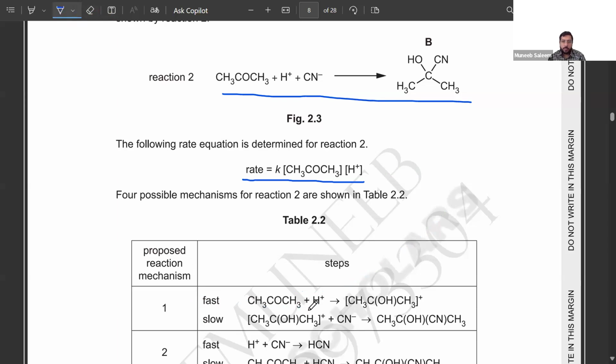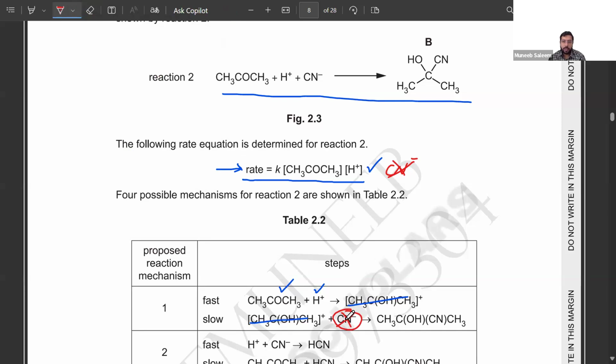So the first step says it has propanone and hydrogen ions. That is correct. We have these two present here. And this is the intermediate. Now this intermediate goes to the slow step where it is totally cancelled. That is fine because we do not have this species present in the rate equation. So that's why it is correct up to this point. But the problem is that the slow step also contains a cyanide ion. Now cyanide ion is nowhere here. It is nowhere here. So you cannot say that this is a proposed mechanism because cyanide ion must not be there in the slow step.